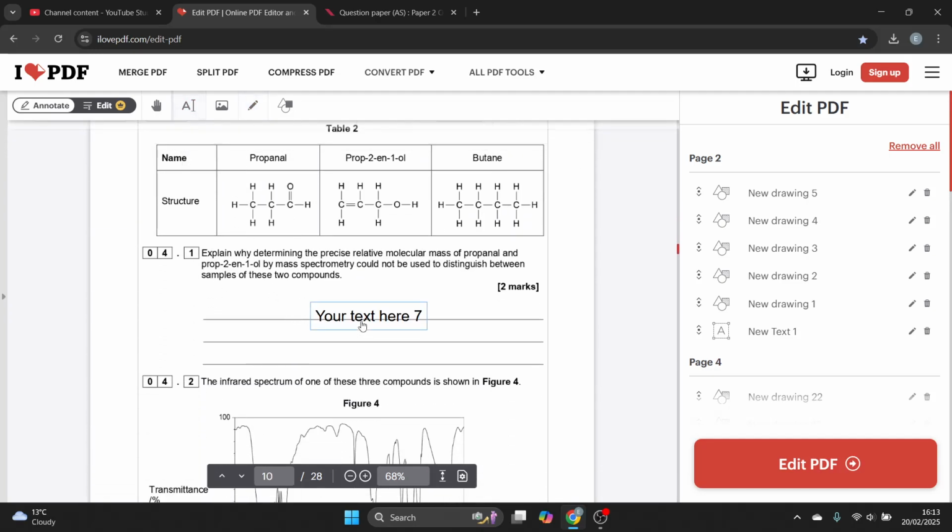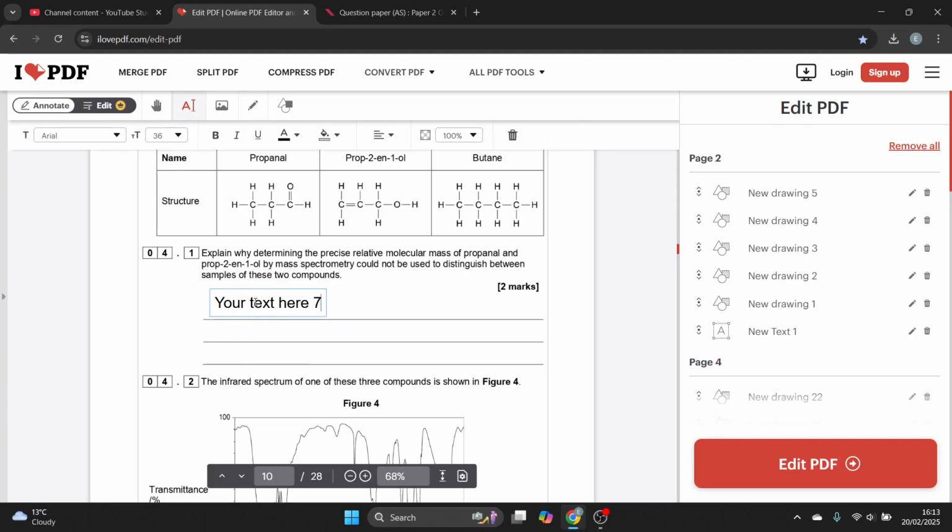Explain why determining the precise relative molecular mass cannot be used to distinguish between samples of these two compounds. They have prop-2-en-1-ol and propanal. C3H6O. Okay, so they have the same molecular formula and identical Mr.